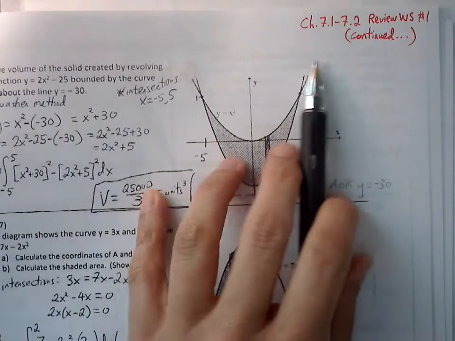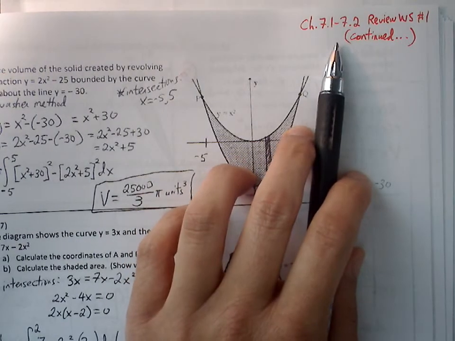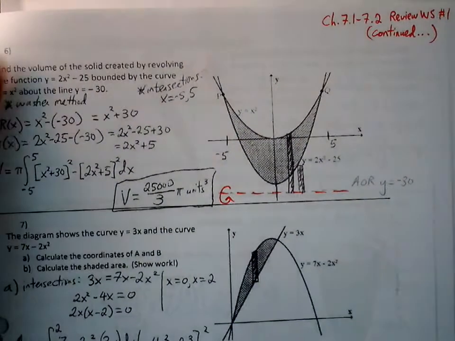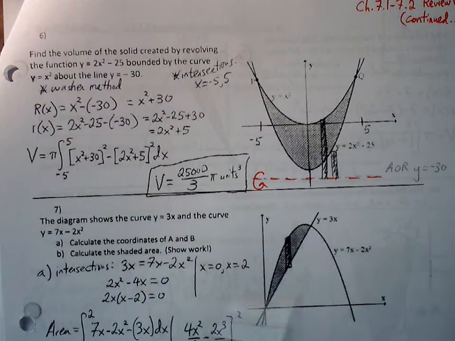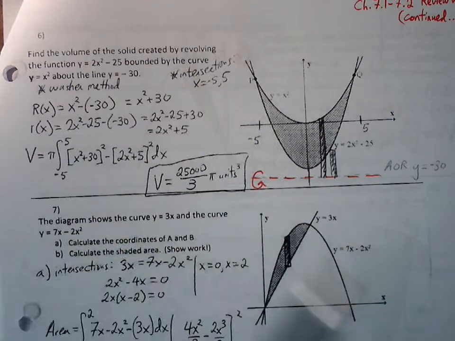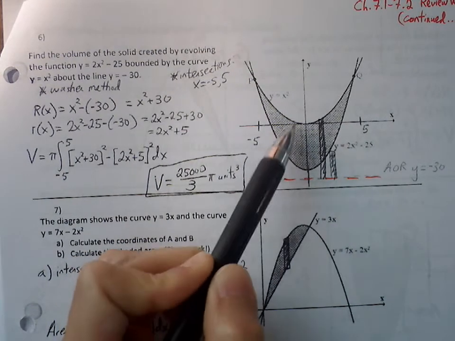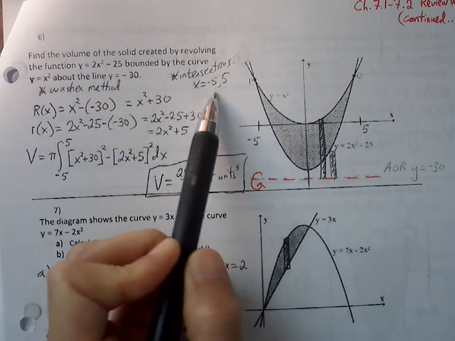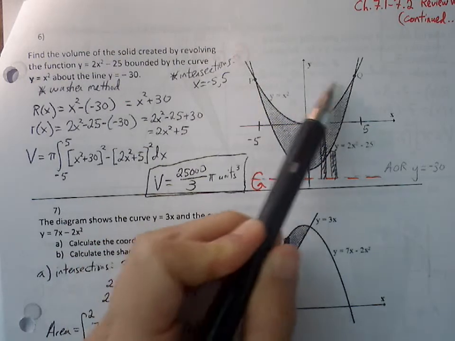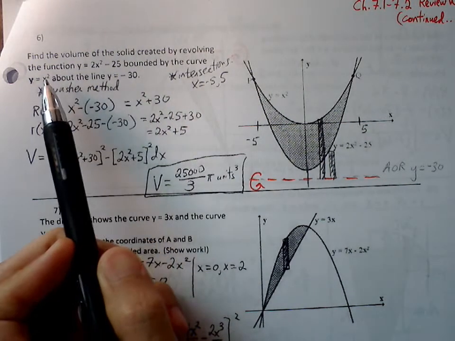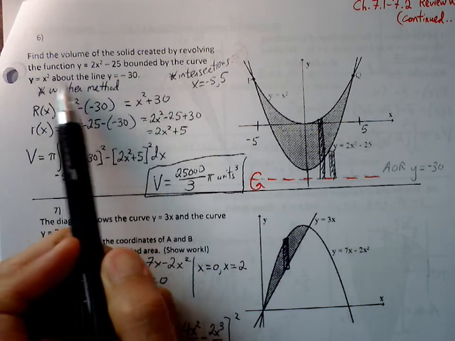Hey, we're continuing with the Chapter 7172 review worksheet number 1. We're continuing with number 6 here. Previously, in number 5, we were asked to find the area of this region, which we did with top minus bottom. We found the intersection, which we're going to reuse from -5 to 5. But now we're rotating this shaded region around a certain line, and that line is y equals -30.